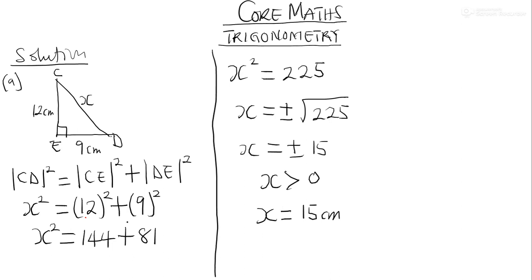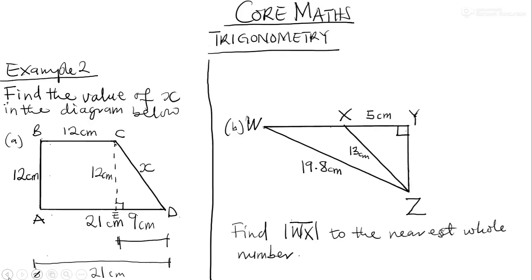Good. Now let's move on to the B. Good. With the B, the question says we have to find wx to the nearest whole number. So always make sure you read the question to the end, to the nearest whole number. Okay, so this one should tell you that what you get is not in whole number form, so you have to convert it. Good.